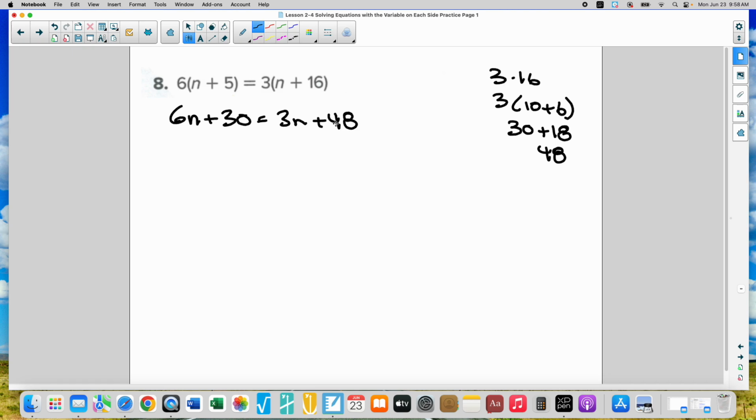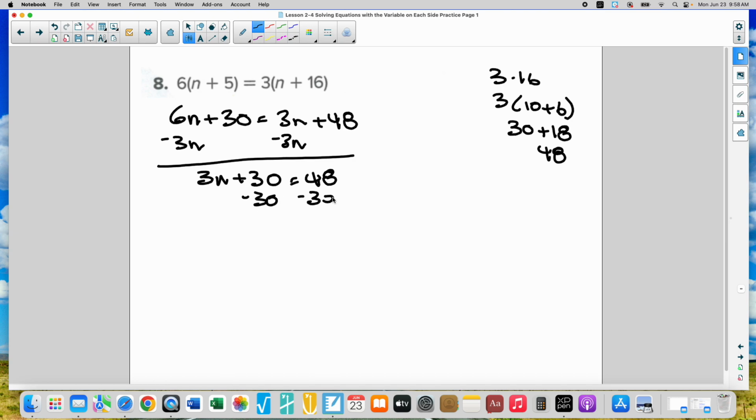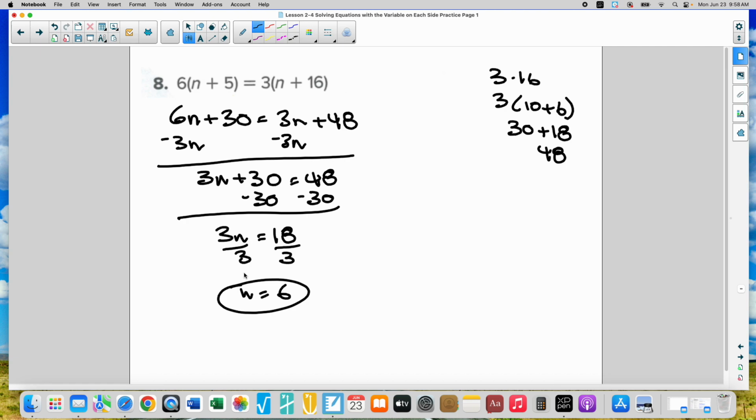I don't need a calculator. I was able to do that product, an unfamiliar product, right? I know 3 times 12, but I don't know what 3 times 16 is. So I'm going to move my variables. 3n plus 30 equals 48 minus 30. 3n equals 18, divided by 3. n equals 6. Good.